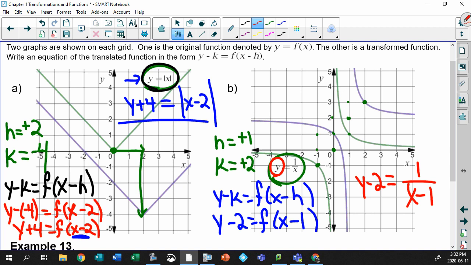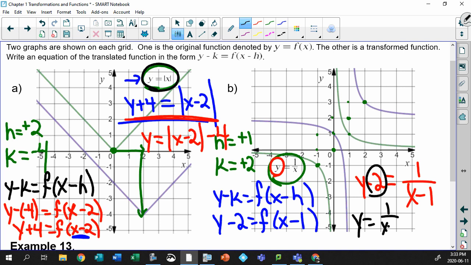Now, if you wanted to write both of these in a form you can throw into your calculator, check this out. I'm going to take this one and go y equals the absolute value of x minus 2, and I'll just bring the 4 over, minus 4. Done. If I want this one to look the same, all I have to do is bring this minus 2 over. So you've got y equals 1 over x minus 1 plus 2. And it works. If you don't believe me, I can throw any one of these into my calculator right now and I'll show you.